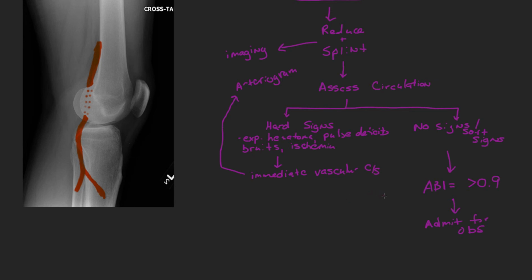If it is less than 0.9, then you want to, again, get your vascular on board. And they may decide to still go ahead and do the arteriogram and see what's going on.